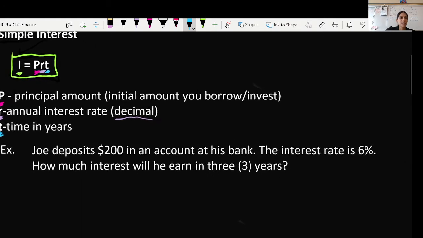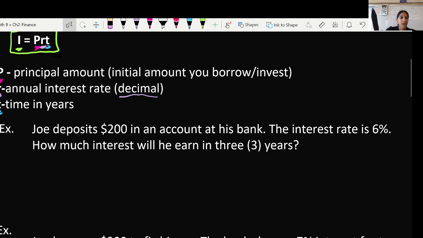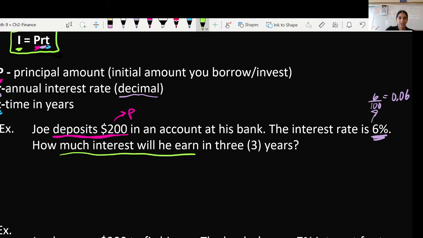So let's take a look at some examples of how this might show up. Here's the first example. It says Joe deposits $200 in an account at his bank. The interest rate is 6%, so let's change that: 6 over 100, which is 0.06, is a better way for us to say 6%. If he deposits $200, that would be our principal, the amount that he's putting in. How much interest will he earn? That's our I value, in 3 years. So that would be our T value there.